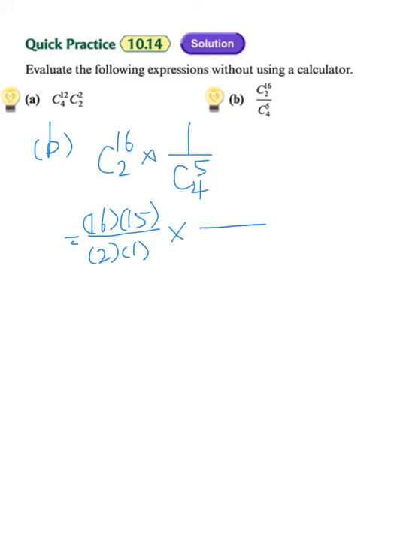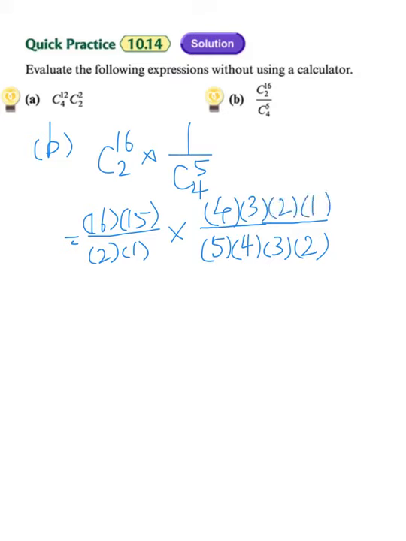So 5C4 is 5 times 4 times 3 times 2 over 4 factorial. So 4 times 3 times 2 times 1. Okay, so eliminate 4, 3, 2. So you will see that actually 5C4 is equal to 5.